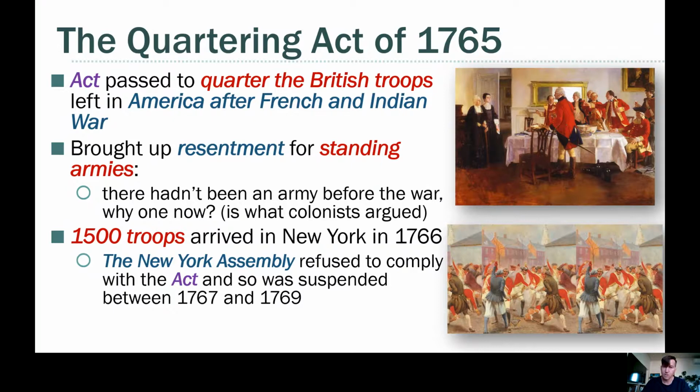It brought up resentments of a standing army. There hadn't been an army before the war. Why does there need to be one now, is what the colonists argued. Remember, you have to know what rights the colonists or the patriots thought were being infringed upon. And this is Locke's Second Treatise, that a standing army is a prelude to tyranny. Thus, the people have a right to revolt. So 15,000 troops arrived in New York because of the Quartering Act in 1766.